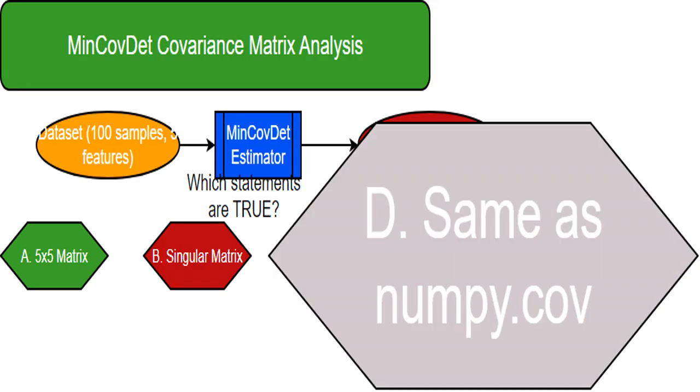This statement is false. NumPy.cov calculates the standard sample covariance matrix, using all the data points equally. MinCovDet is different because it uses a subset of data that minimizes the effects of outliers. I want to choose the method that works best for my specific data.